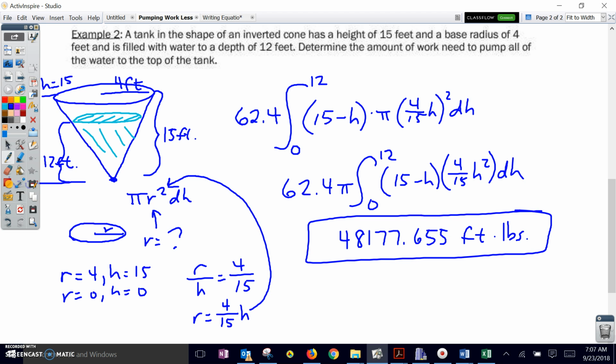In a lot of these cases, when we have cylinders or cones, the slab is going to be a short circular disc. So we'll find it by finding pi r squared times the thickness dh. And then we just need to come up with an expression for the radius in terms of h, because we need to have h in our integrand because everything's being integrated with respect to h.